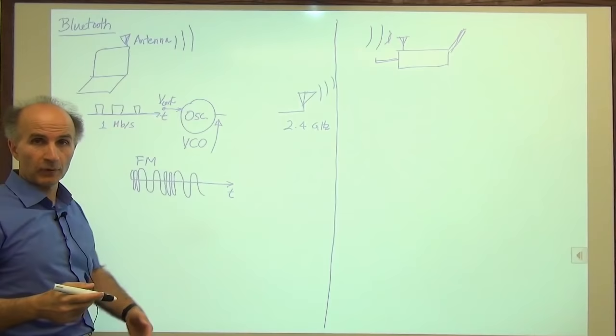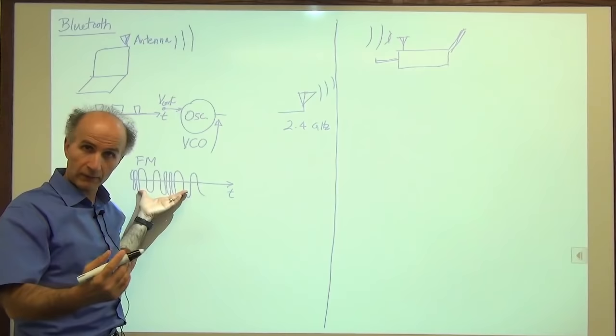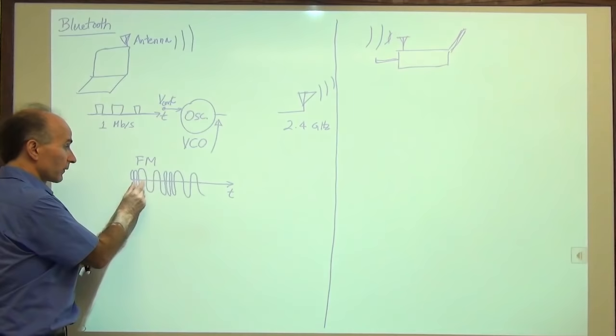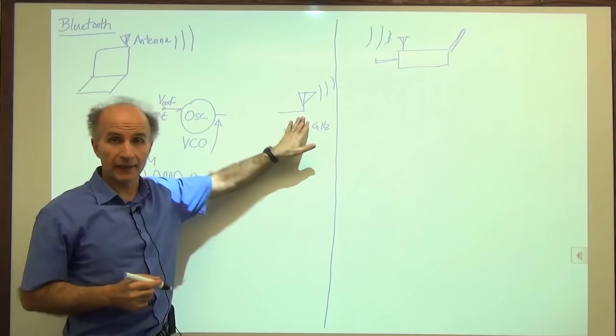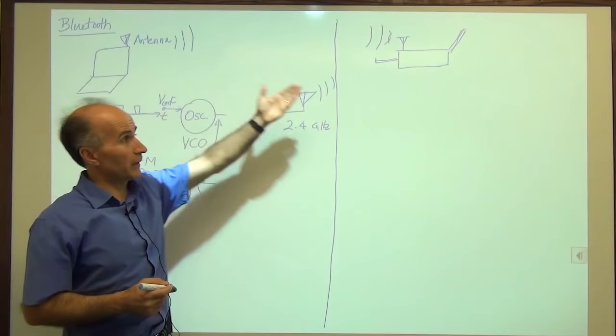Okay, so at this point, we have a signal that has a high enough frequency, that's great for the antenna, and it is carrying all this information in terms of high frequency, low frequency, high frequency, low frequency, so that's great, and we are ready to go to the antenna. Typically, though, we would like to transmit a relatively moderate power so that we have a reasonable range between, for example, the laptop and the printer, right? You may have 10 meters, 20 meters, or something.